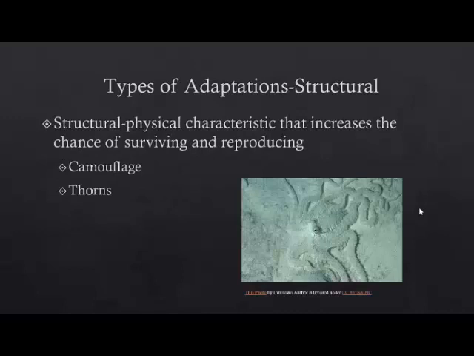So there are three types of adaptations. The first one is structural. A structural adaptation is any physical characteristic that increases the chance of surviving and reproducing. And remember, reproducing is really important because you have to have a chance of passing those genes on for it to be considered helpful. So examples of this, we can talk about camouflage, thorns, mimicry.